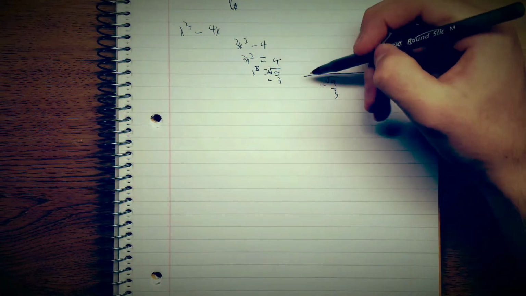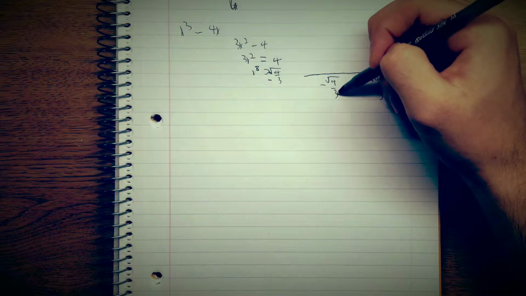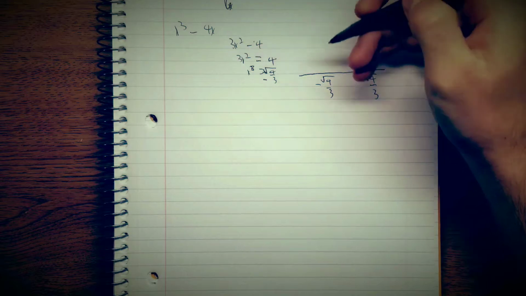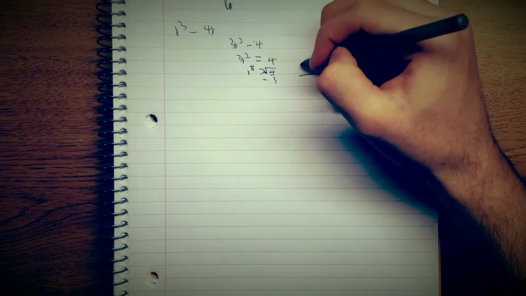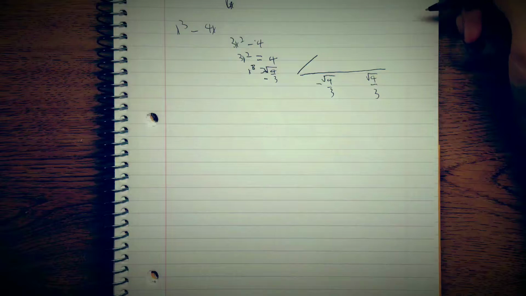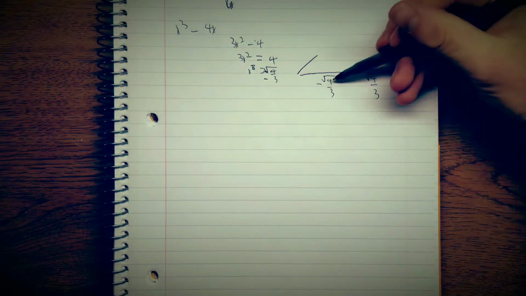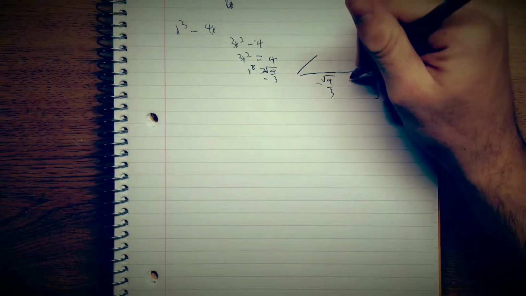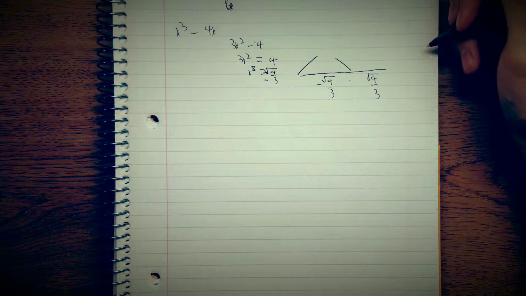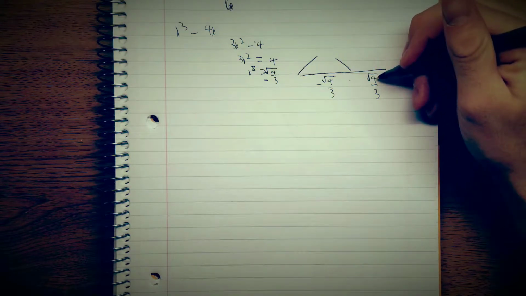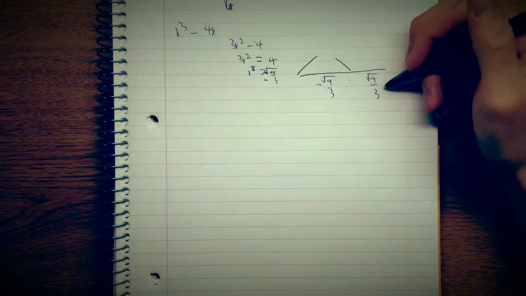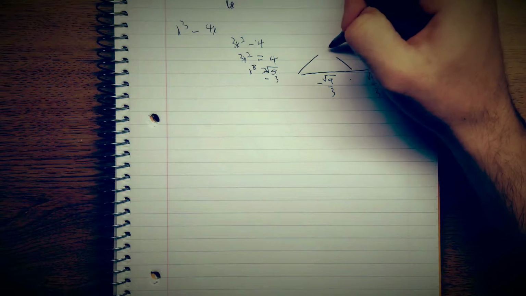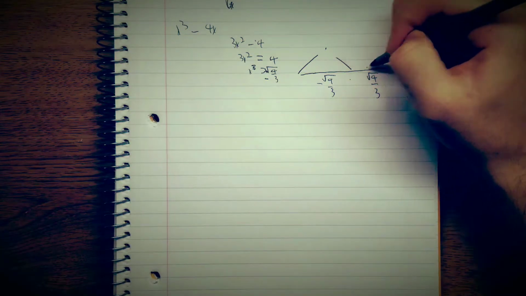Now we plug a value less than negative square root 4 over 3 back into this equation. So let's say negative 2, we get an 8. So it is increasing here. Now let's plug something between these two values in, say 0. We get a negative 4. So it is decreasing. And a value higher than square root of 4 over 3, let's say 2, we get that it is increasing. So we know that there's a relative maximum here and a relative minimum right here.